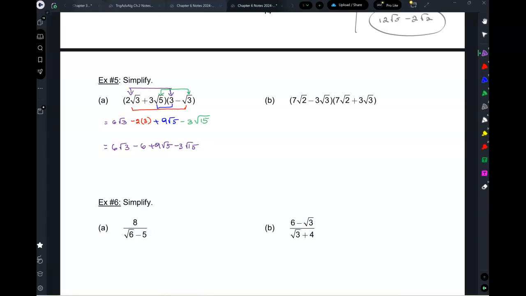Okay, let's do this one. Actually, why don't you guys do this one? Quickly. First, outer, inner, last. Go.